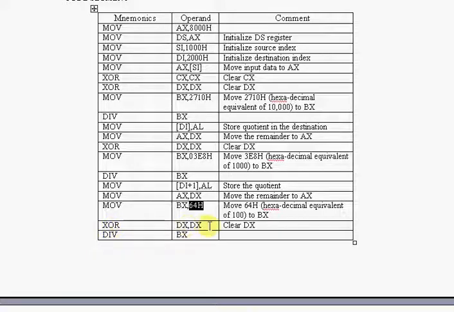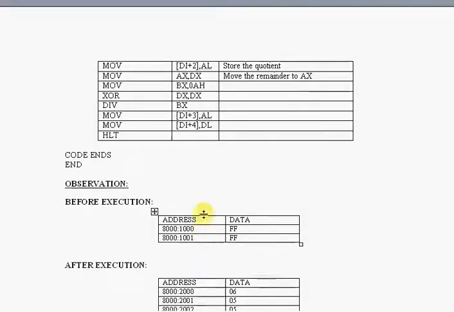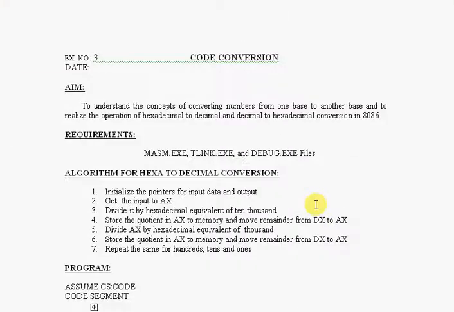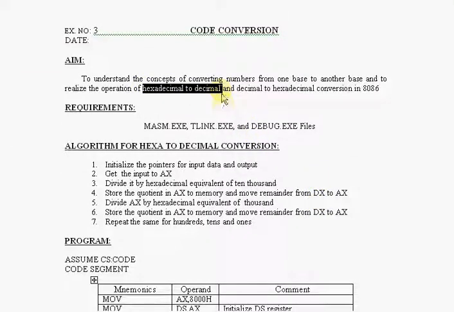Now clear DX and again divide by BX, and AL will have the quotient. Store it, and continue till you get these things. At last, 0A is the equivalent of 10. Dividing by 10, you have the quotient and the remainder. The quotient is your number of tens, stored in DI plus 3, and the remainder is the number of ones, right, at last. You can straight away store it into DI plus 4. That's it. This is the program for converting hexadecimal into decimal.